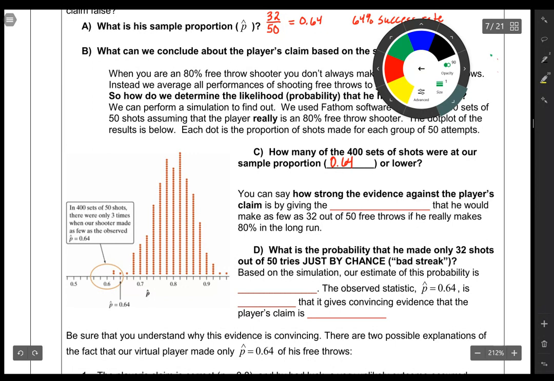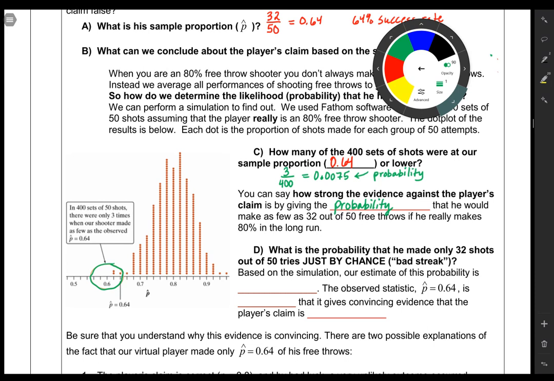So if you look over here, these three, in 400 sets of 50 shots, there were only 3 times when our shooter made as few as the observed statistic. So that's 3 over 400, which is 0.0075, so not even 1%. You can say how strong the evidence against the player's claim is by giving the probability that he would make as few as 32 out of 50 free throws if he really makes 80% in the long run.